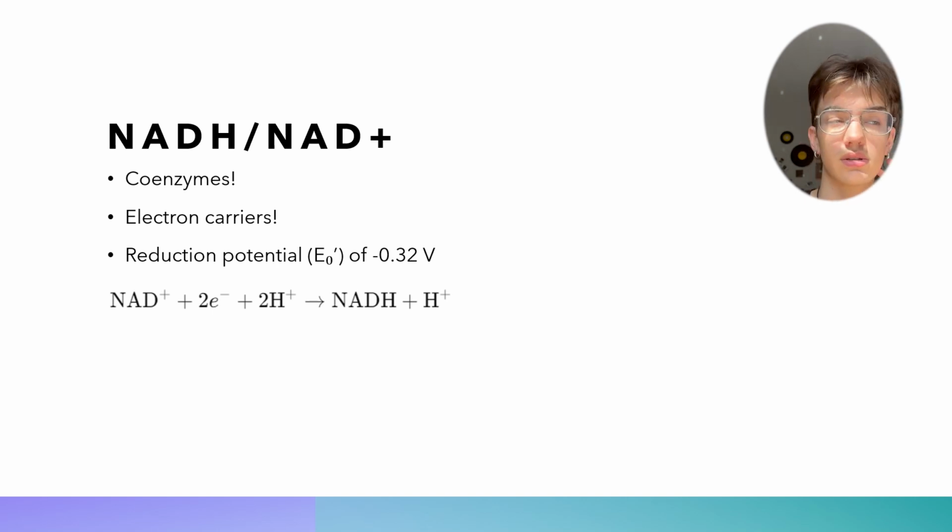NADH and NAD+ are two molecules that are a great example of electron carriers, as in these are molecules that can be reduced and oxidized and facilitate other reactions by donating or receiving electrons. Their reduction potential is negative 0.32, so therefore it's a little bit more likely to be oxidized.